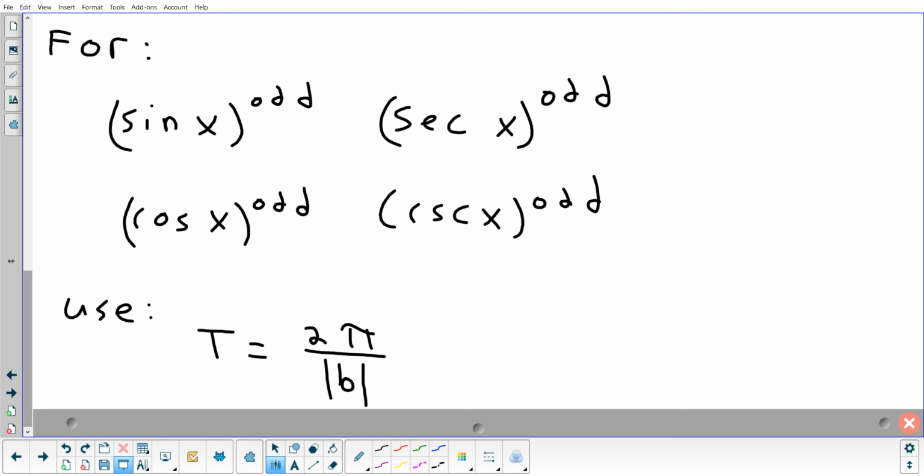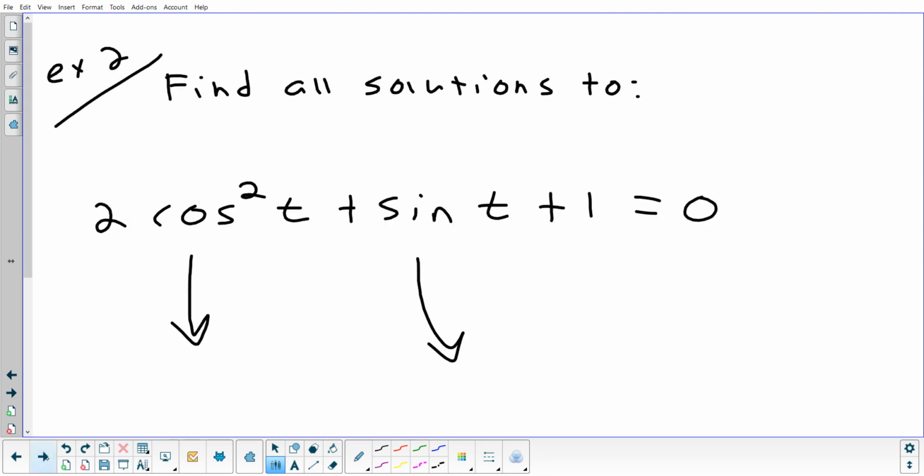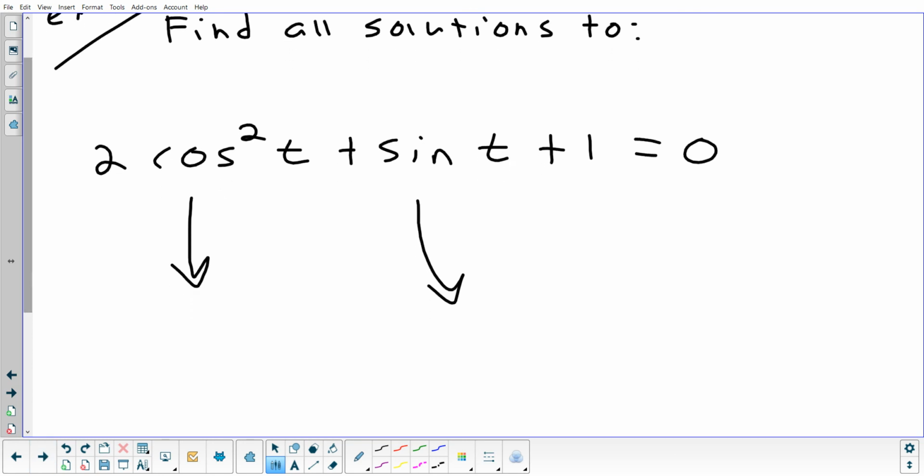All right, so what we'll do now is we'll take a look at some examples and see if we can find all solutions and find the period of an entire trig equation that's a little bit more complex. Let's look at this. In this problem, it's already set equal to 0, so you're going to be finding the zeros. You're going to look for where it crosses the x-axis. Cosine to an even power.